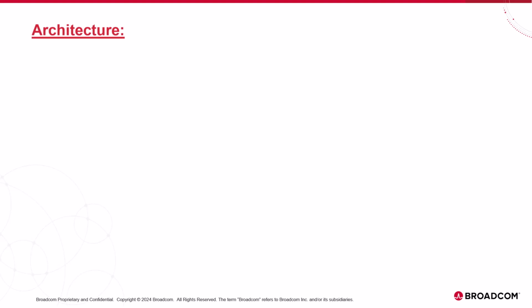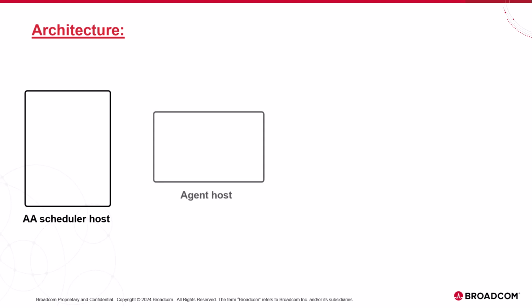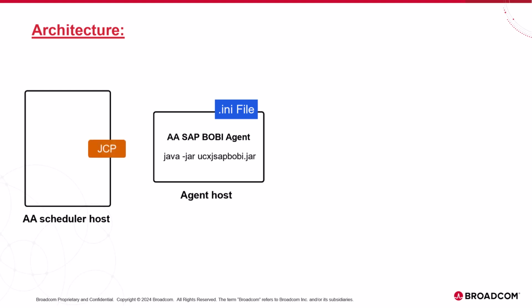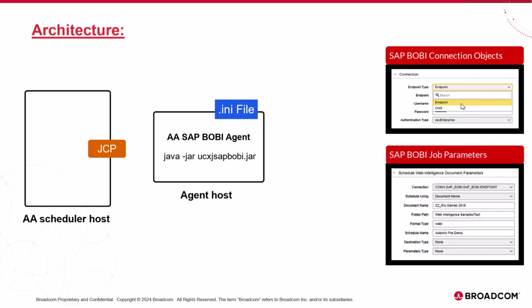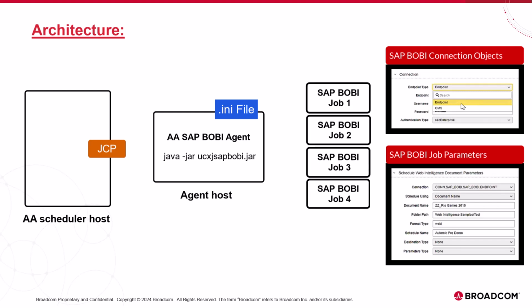A conventional architecture involves two systems, the Automic Automation host and a dedicated system for the agent. The agent is configured with a simple INI file containing standard values: system, agent name, connection, and TLS. When we start the agent, it connects to the engine and it adds two new objects to the repository: a connection object to store the SAP BOBI endpoint and login data, and a job template designed to trigger SAP BOBI jobs.